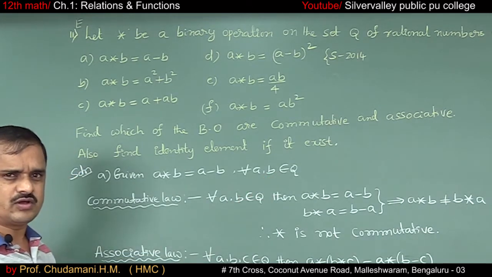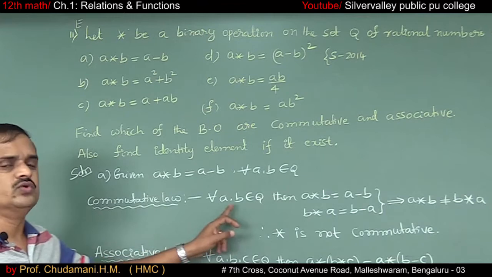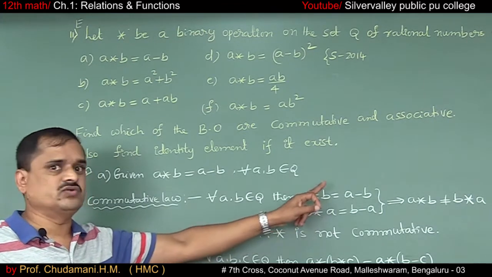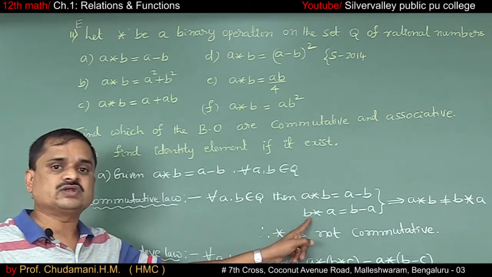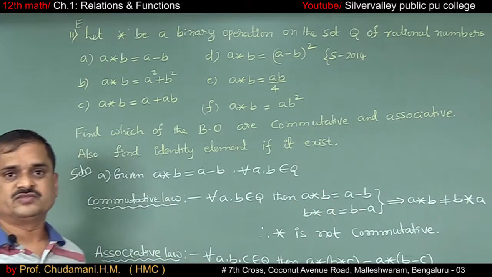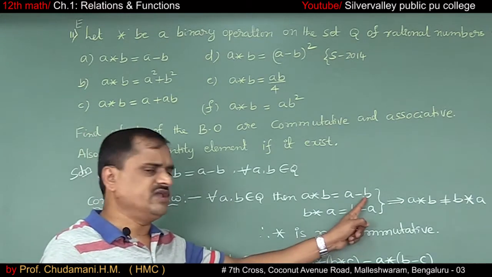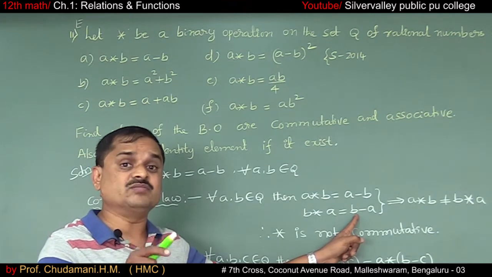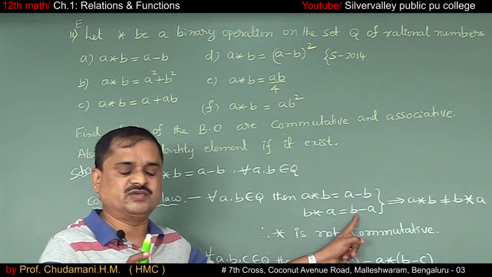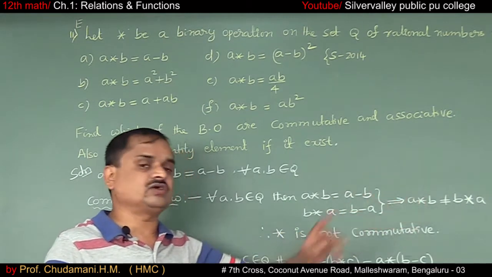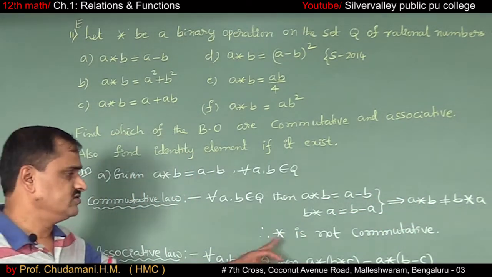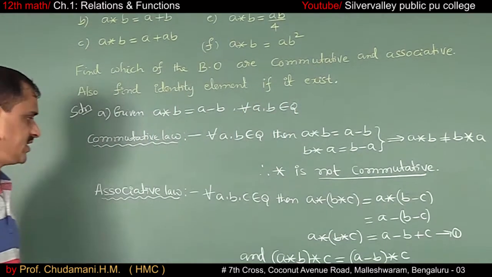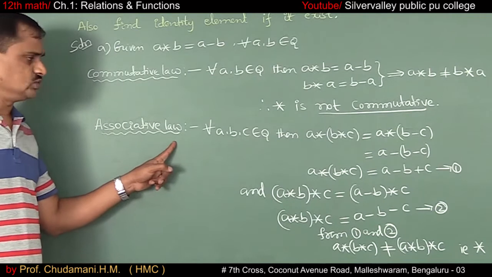Let us verify commutative law. For all two elements A and B belongs to the set Q, A star B equals A minus B, and B star A equals B minus A. This implies A minus B and B minus A are not equal. For example, 2 minus 3 is minus 1, and 3 minus 2 is plus 1. So 1 and minus 1 are not the same, so A star B is not equal to B star A. Therefore, star is not commutative.